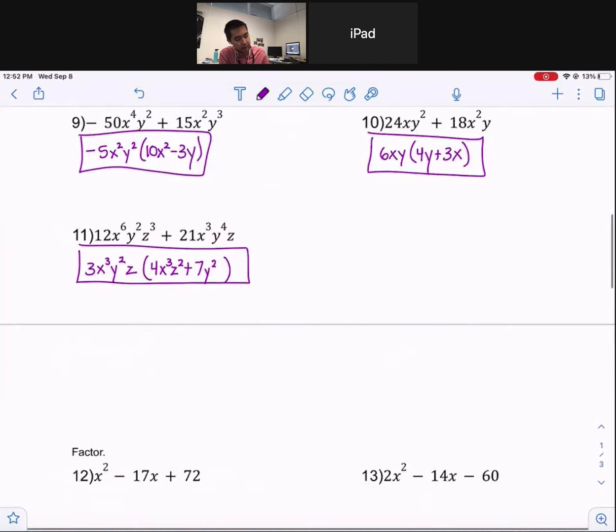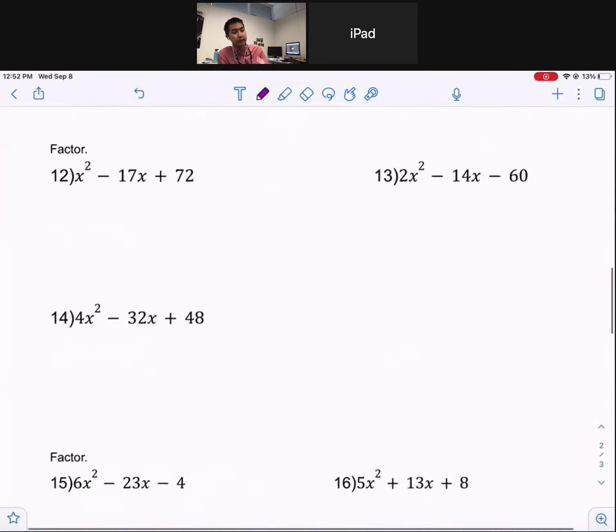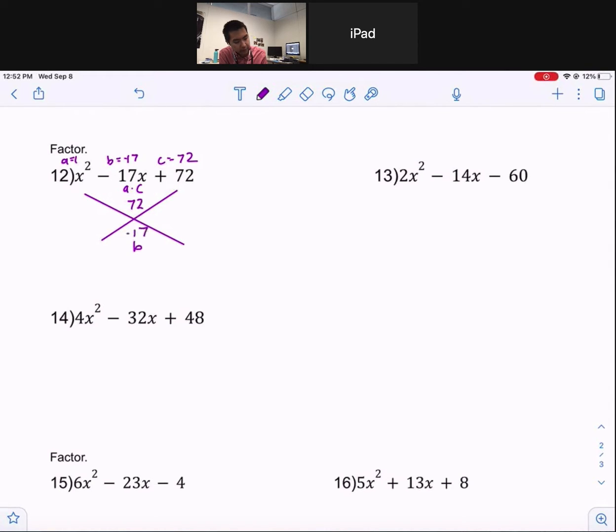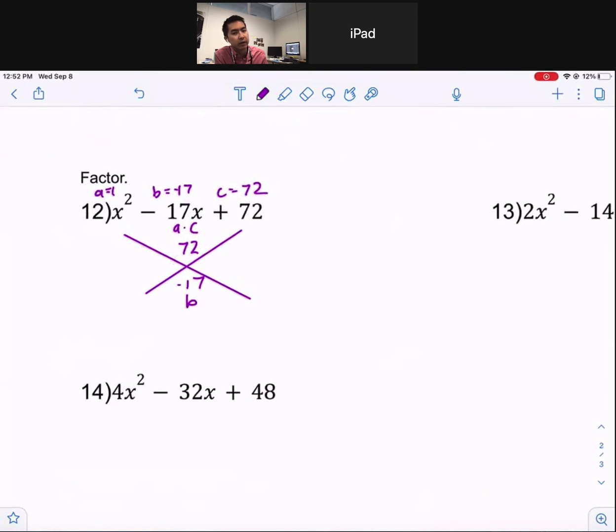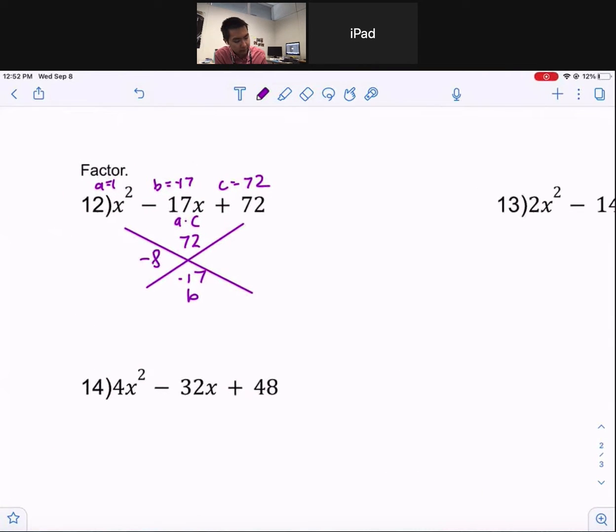Okay, so there's factoring by GCF. Now let's factor trinomials, right? A is 1, B is negative 17, C is 72. X method, A times C up top, B on the bottom, so we got 72, negative 17. The two numbers that multiply to the top, but when added give you the bottom, are negative 8 and negative 9.